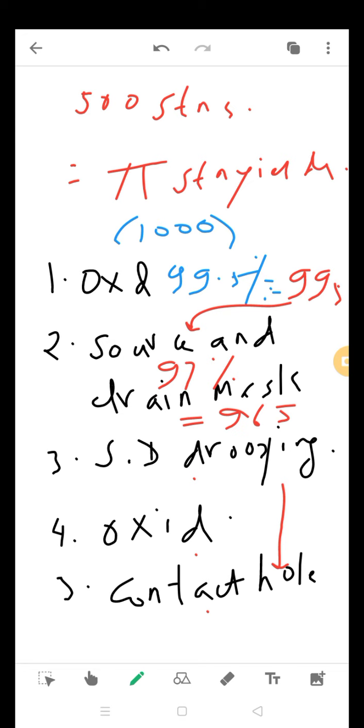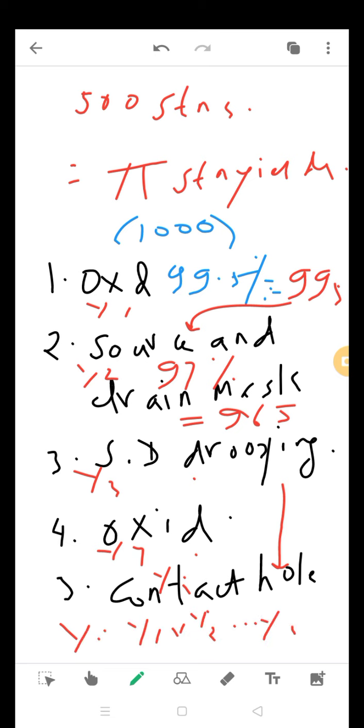So for example, in this case, if it is y1, y2, y3, y4 and y5, the total yield will be y1 into y2 till y5. So an increase in the number of steps usually means that the overall yield will actually reduce.